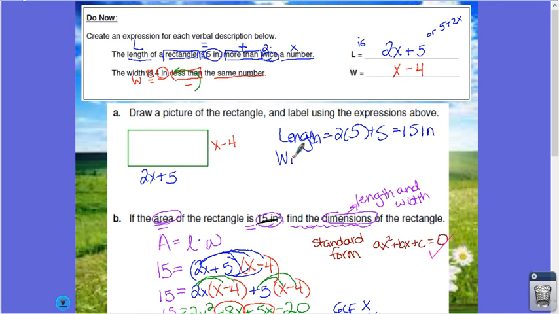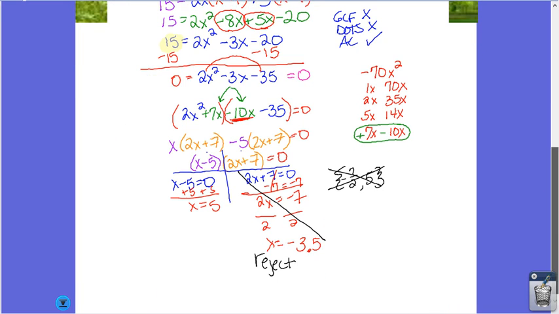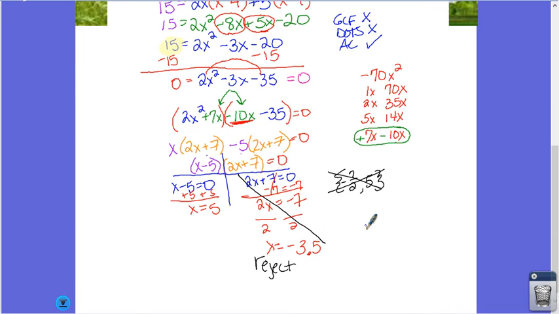And then the width is x minus 4. So 5 minus 4 would give me 1 inch. And if I have something that is 15 by 1 inch, my area will be 15 square inches. So it's a 15 inch by 1 inch rectangle.